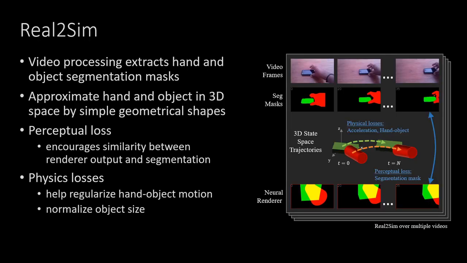We term the process of going from a real video to a 3D simulated space as real-to-sim. Through visual recognition models, we are able to obtain segmentation masks for the hand and object that we track using a Kalman filter. Our 3D space approximates the hand as a cylinder and the object as a cuboid. We use two types of losses. A perceptual loss encourages similarity between the renderer output and segmentation tracks, while physics-based losses model hand-object interactions, regularize motion, and ensure a fixed object size for the video.